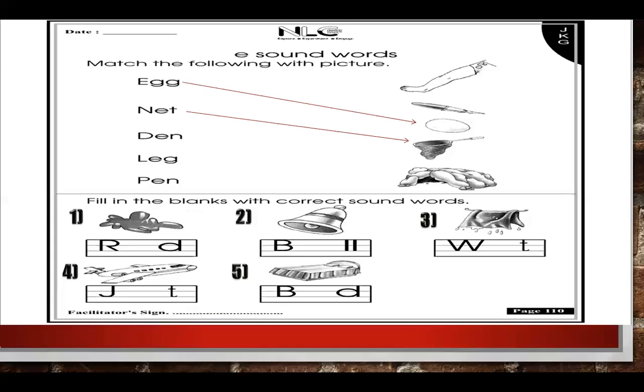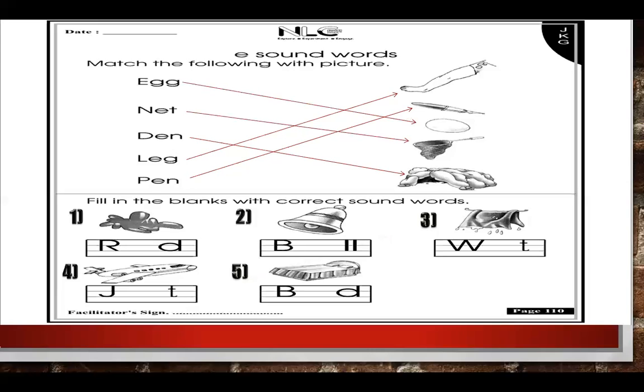Den, D-E-N, den. So match it with den. L-E-G, leg. L-E-G, leg. So match it with leg. Now the last one. Pen, P-E-N, pen. So match it with pen. So you have to learn these five spellings.